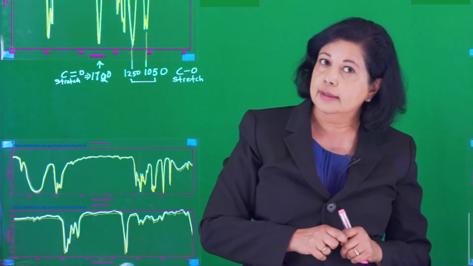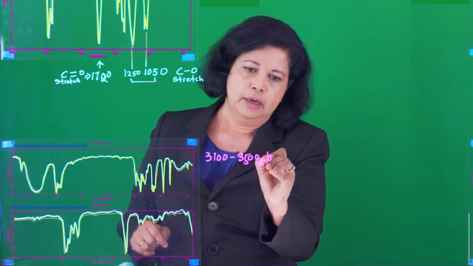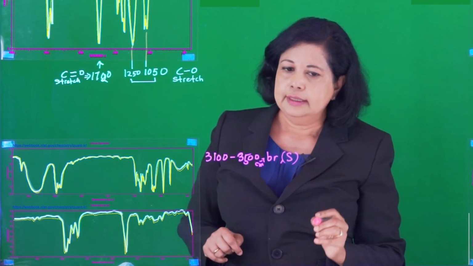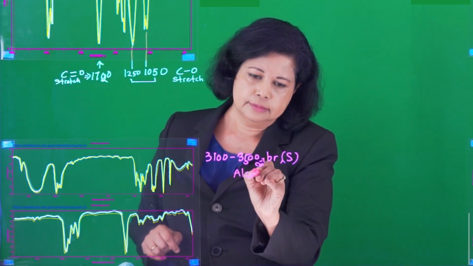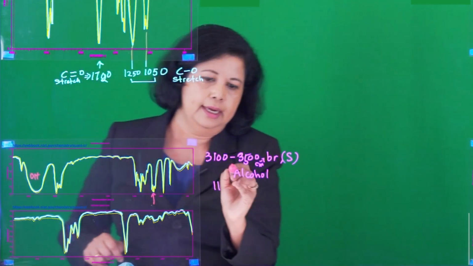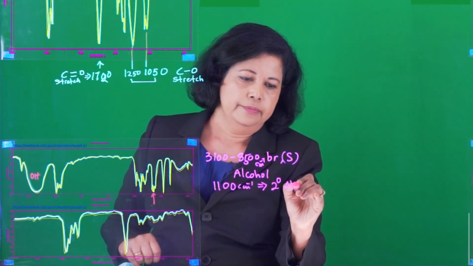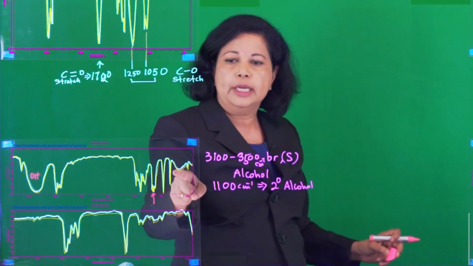Well, can we find out what kind of OH? You can. If you look at this, this is 1000, and so this is about 1100. If it's 1100, it's typically a secondary alcohol. So 3100 to about 3500 cm^-1 is a very broad peak, broad and strong. That's indicative of an alcohol. And the peak at 1100 cm^-1 says this is probably a secondary alcohol. All right, this is probably an OH out of plane bend.